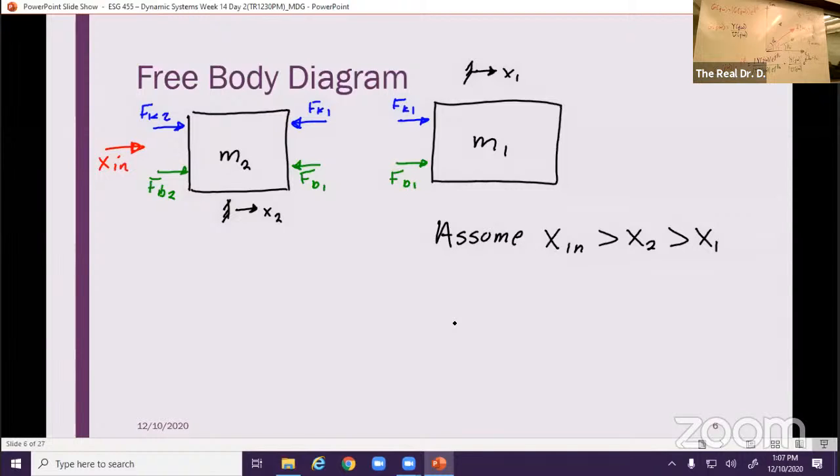So if I assume that x in is greater than x2, this is going to compress. If that's compressing, the spring is pushing back on everything, right? Same deal with mass 2 and mass 1. If that space is compressing, the springs are forcing back out towards the masses, right?